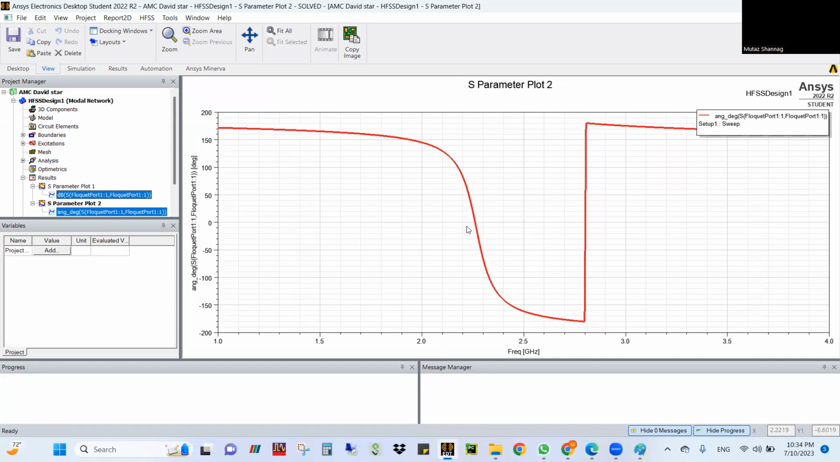So that's how it comes, because at resonance this is the maximum. I got it. So that's how this plot is. Any other doubts? And the phase we take from minus 90 to 90.